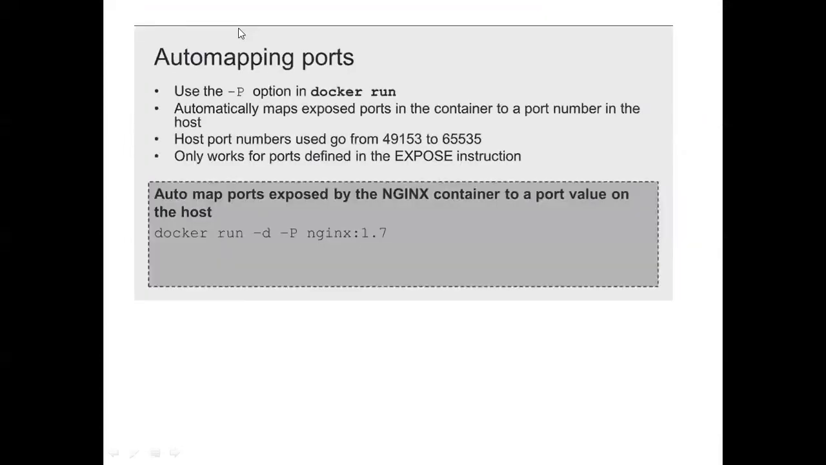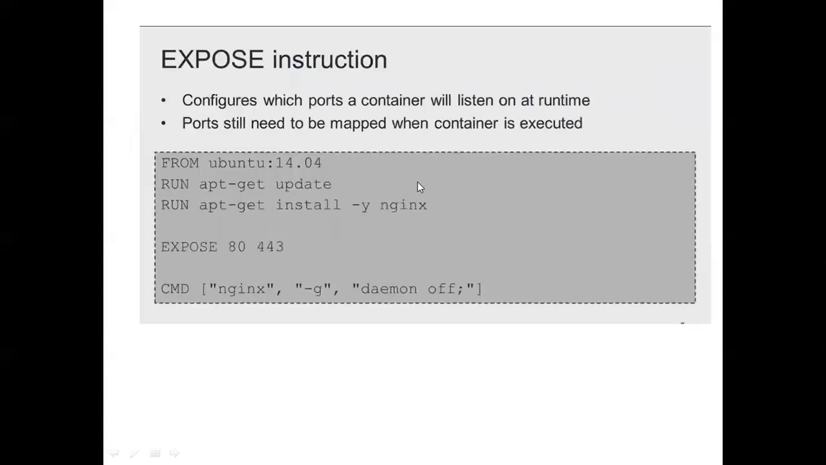Automapping, capital P, is for the case where they don't know in which port it has to be mapped. Okay, it can randomly give one number to the Nginx. In that case, you can do that. In the Dockerfile, when writing the Dockerfile, you can also use the EXPOSE instruction so that someone can know on which port it is about to listen. That is the best practice.